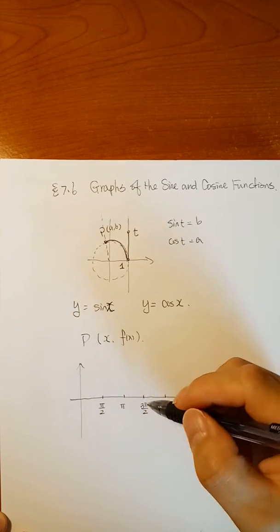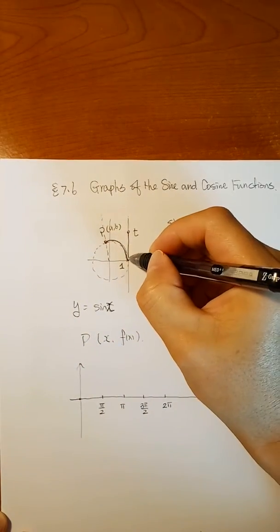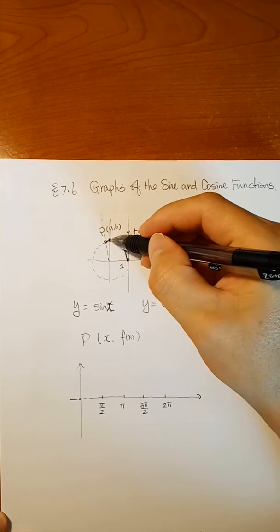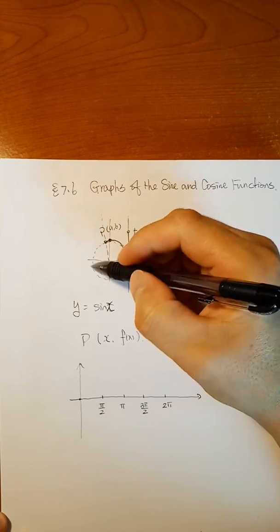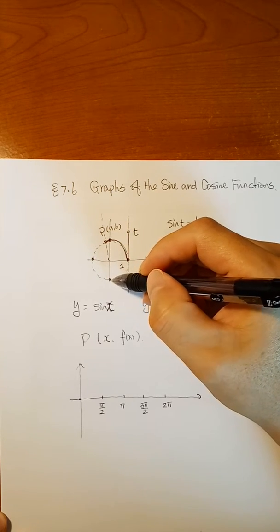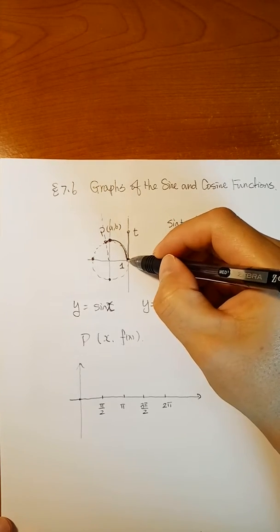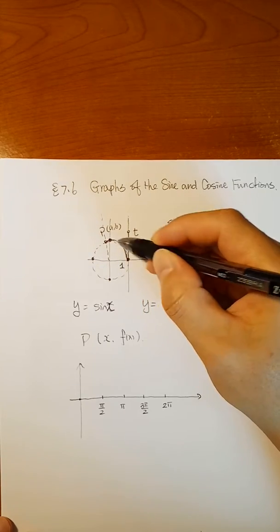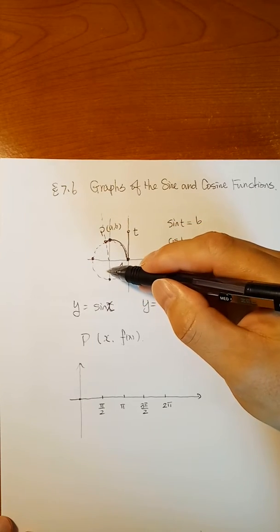Why do we first label these points: 0, pi over 2, pi, 3 pi over 2, and 2 pi? When t is 0, we are here. Pi over 2 corresponds to the intersection of the unit circle with the y-axis, the top point. Pi is the left point. 3 pi over 2 is the bottom point. 2 pi is back to 0. So these are the special points on the unit circle.